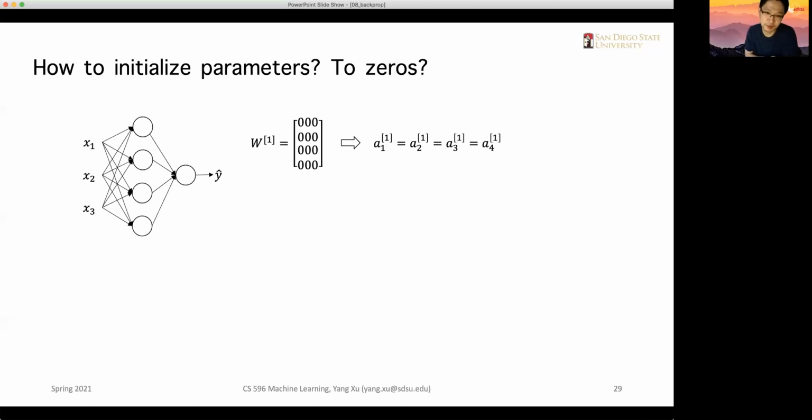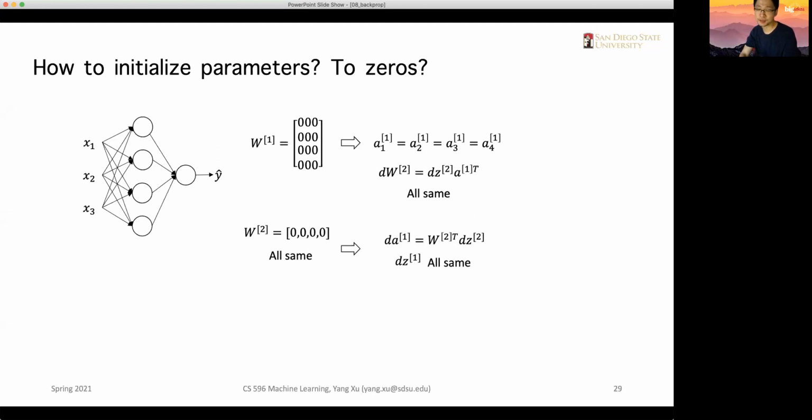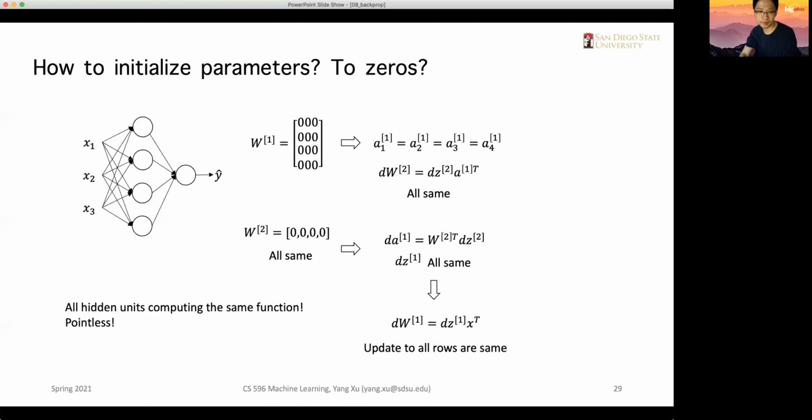When the parameters are zero, then all the outputs are identical, and the gradients are all identical, all zeros. Which means we don't actually train the network. The network doesn't learn anything because all the elements are the same, and all the updates to all the parameters are the same. So all the hidden units compute the same function. Then it doesn't make sense to set that many hidden units.